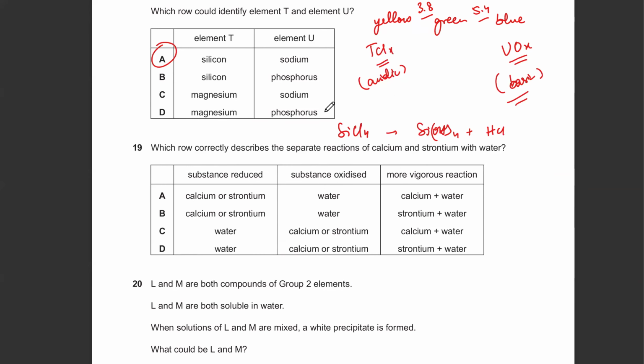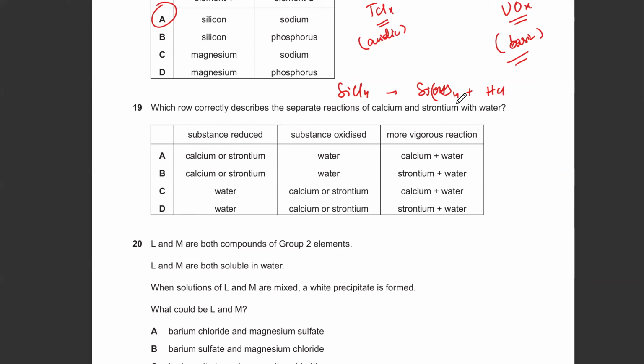Next one, which law directly describes the separate reaction of calcium and strontium with water? So calcium is higher up in the group. Strontium is lower down. So which one do you think is going to have a faster reaction? Strontium. Okay, so down the group, the reactivity increases in group 2, so strontium is going to have a faster reaction. So it's going to be this, right?